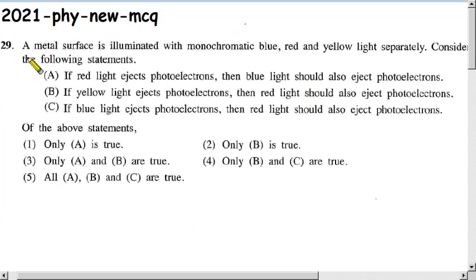Children, now let us try this one. Question number 29 of the 2021 physics paper. A metal surface is illuminated with monochromatic blue, red and yellow light respectively. Consider the following statements. A: if red light ejects photoelectrons, then blue light should also eject photoelectrons. B: if yellow light ejects photoelectrons, then red light should also eject photoelectrons. C: if blue light ejects photoelectrons, then red light should also eject photoelectrons.